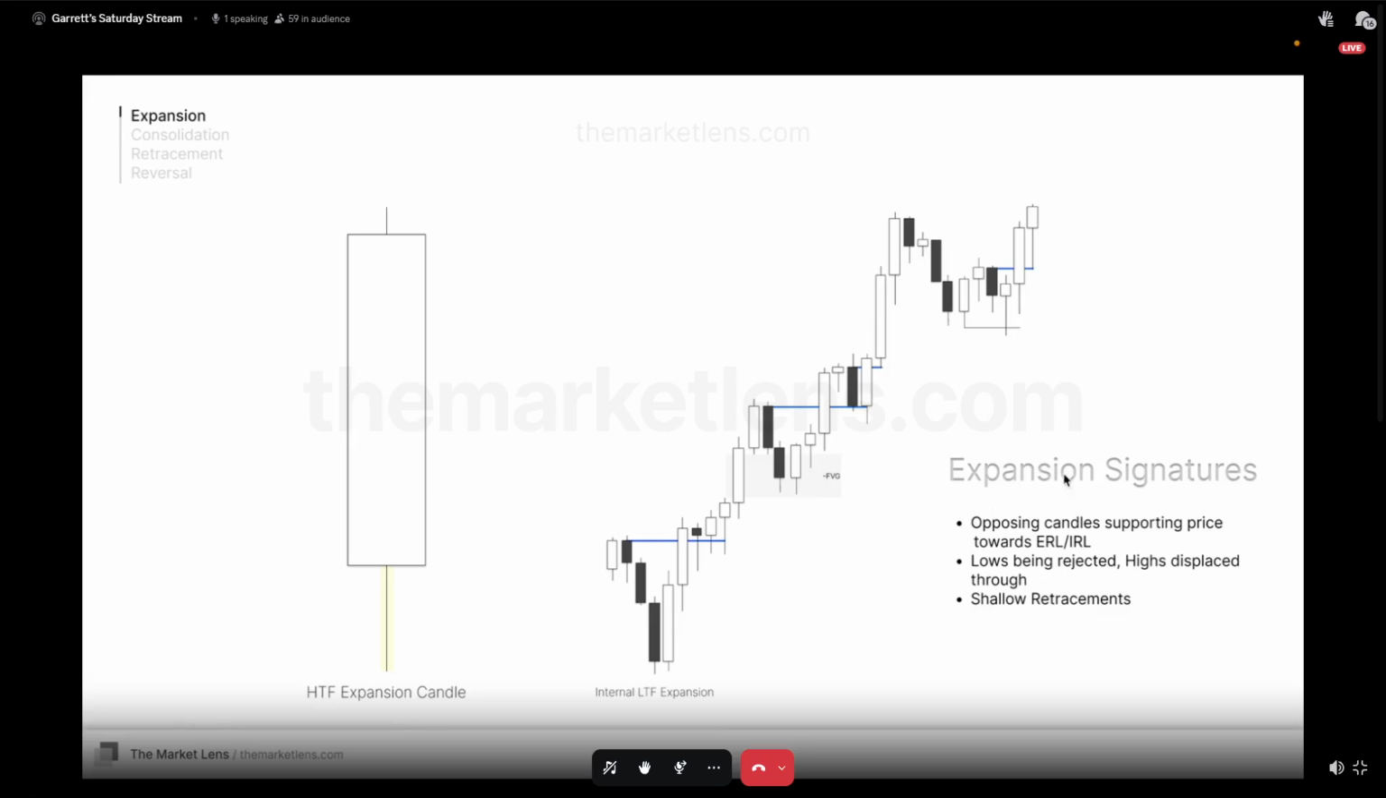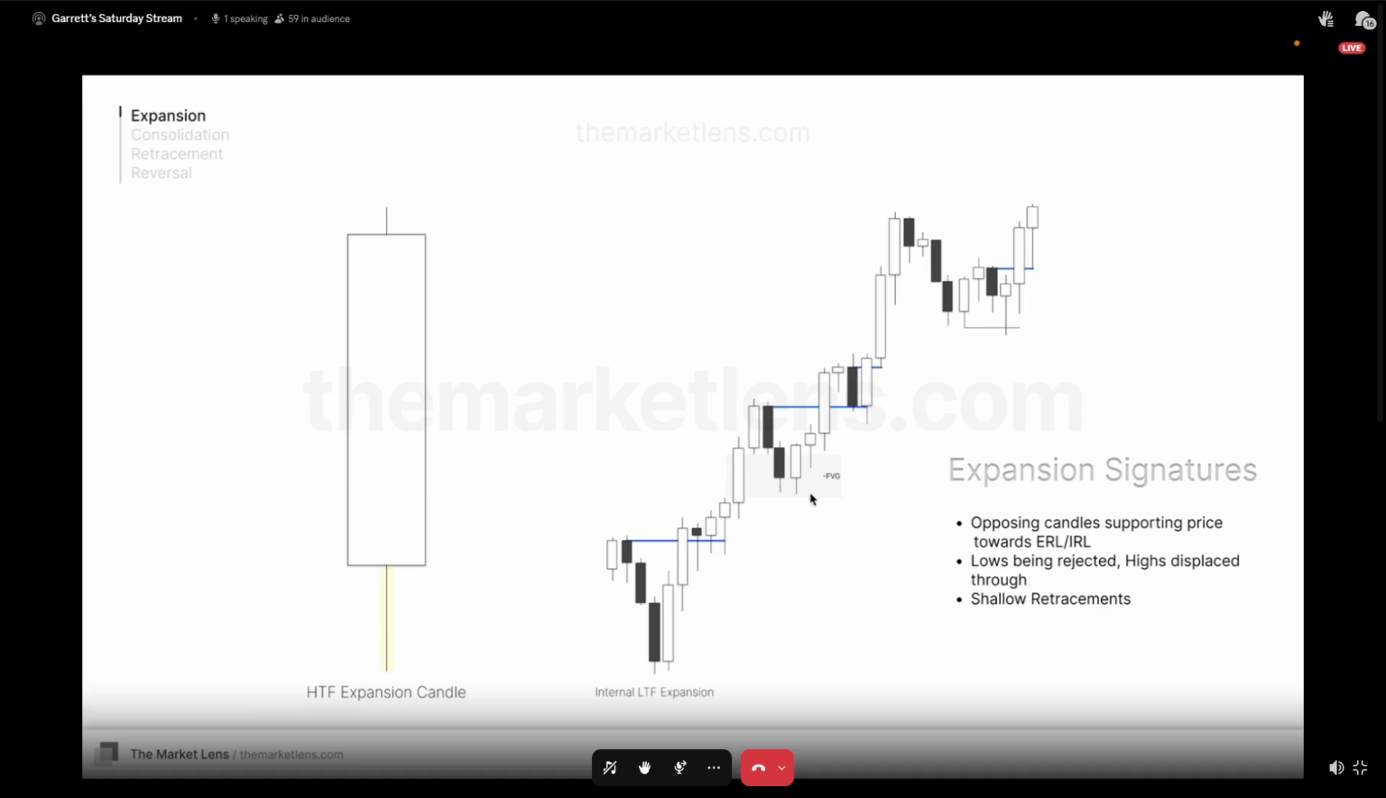So what about the expansion signature? Within this candle, you're going to have an expansion that makes up this candle, obviously. So the signature of expansion is opposing candle supporting price towards ERL or IRL. ERL or IRL just being the draws on liquidity. Those are the only things we target. Also maybe the premium discount of a range, but you know what I mean, right? We want to see PD arrays like fair value gaps and opposing candles support price to our draw on liquidity, to put it really simply.